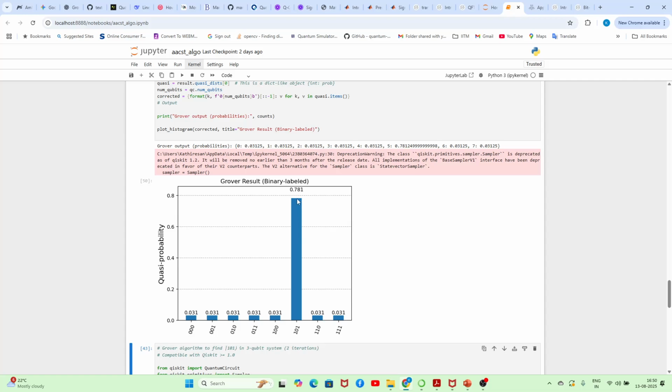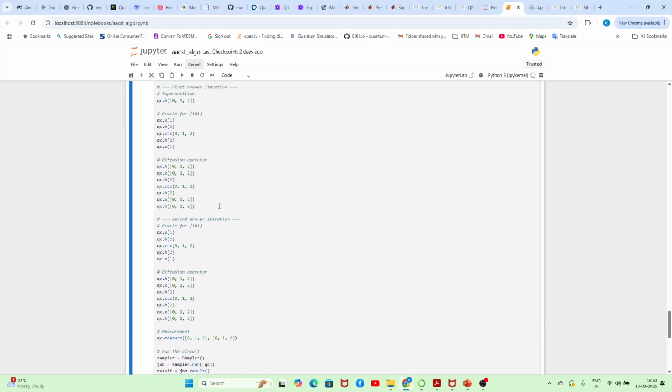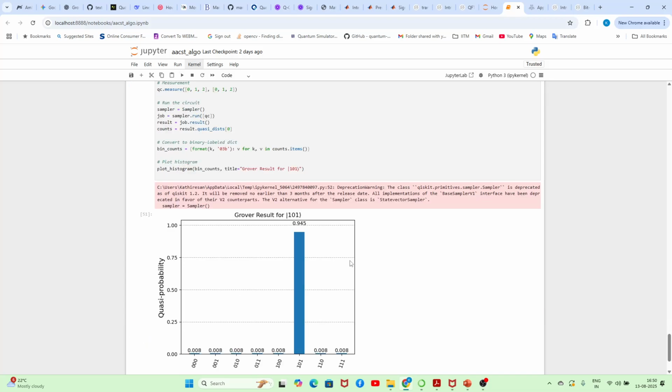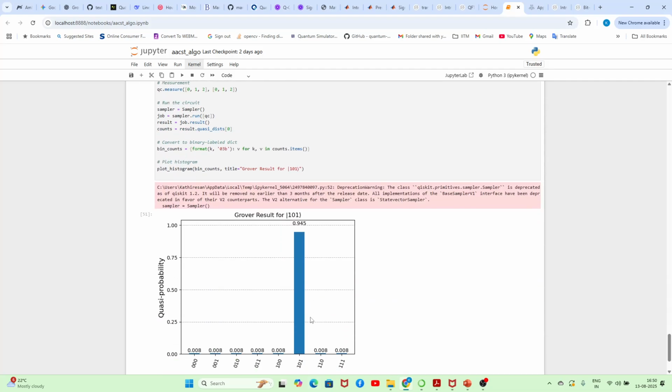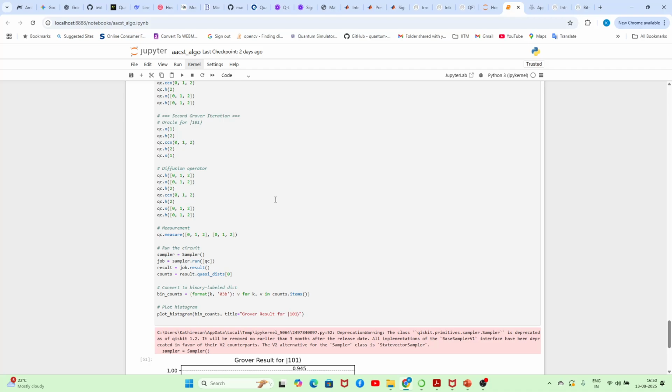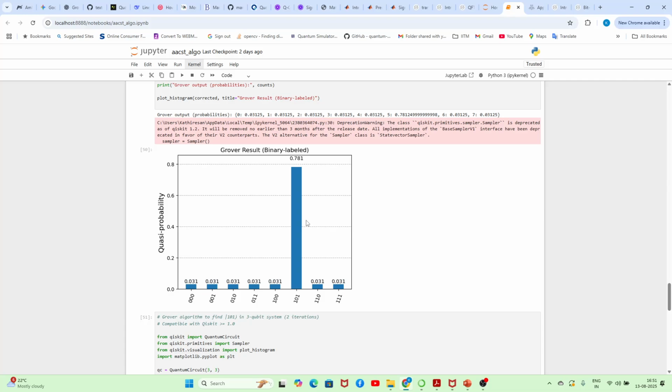Ideally, you should get probability one. So for that, we are repeating the circuit here. You can see here, first iteration, second iteration, same thing. It's just repeated here. Now you will see the probability increased from 0.781 to 0.914. Ideally this is a 3 qubit system, which means 8 inputs are possible, right? Square root of 8 is 2.8, right? So even with one iteration itself, you are able to get it. This is what I was telling you earlier. You don't have to really do so many square root of N times.